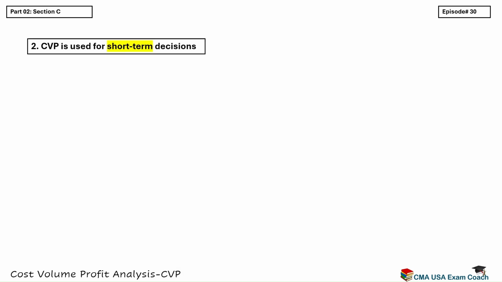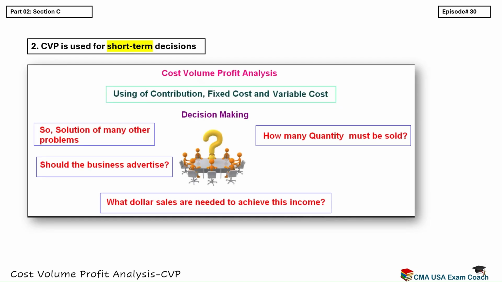Next point. CVP is used for short-term decisions. This means we usually use this tool to make decisions that affect the business in the near future, maybe over the next few months or 1 year. For example, if a company is thinking about offering a discount, launching a marketing campaign, or producing more units, CVP helps us understand what impact that decision will have on profit. It's a quick and effective way to test different business options.